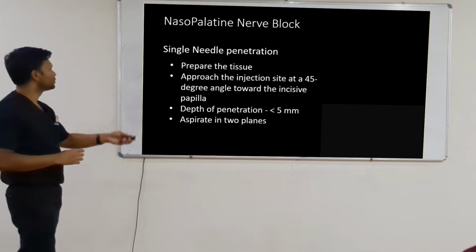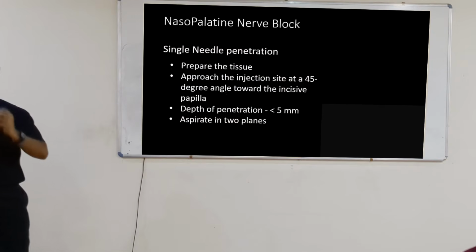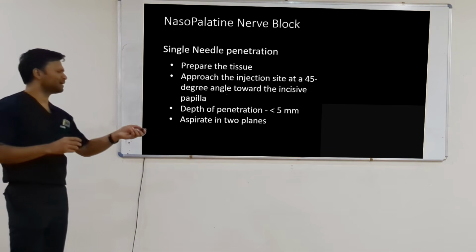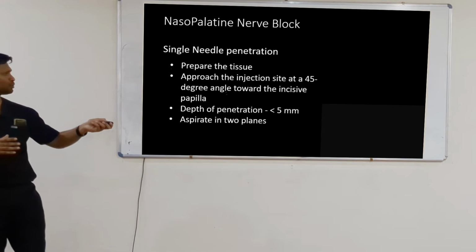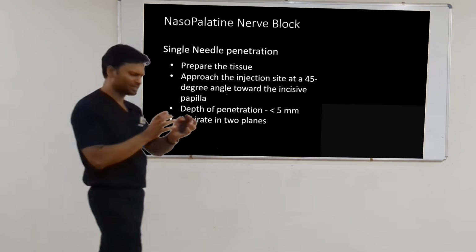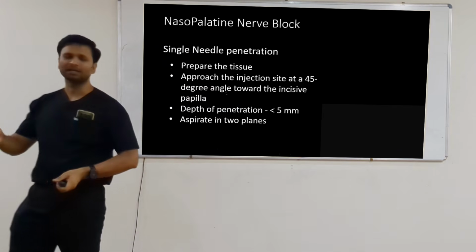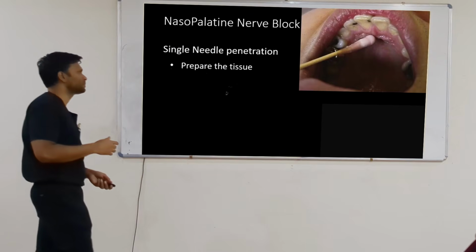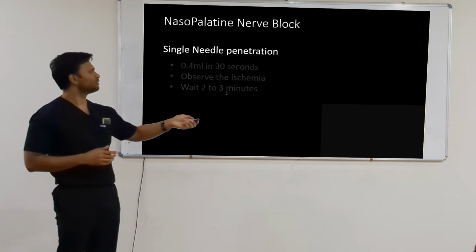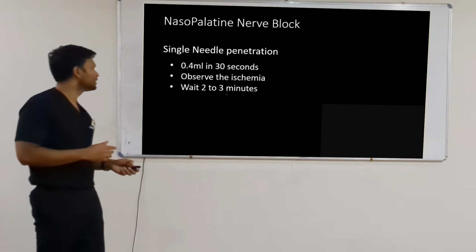Again the same thing: prepare the tissue, clean the area, apply the topical anesthetic and insert the needle lateral to the incisive papilla, approaching it at a 45-degree angulation, and the depth of needle insertion is going to be a maximum of 5 mm. It will be less than 5 mm, not more than that. Again aspirate in 2 planes. Again prepare the papilla, prepare the area and approach the site at a 45-degree angulation.